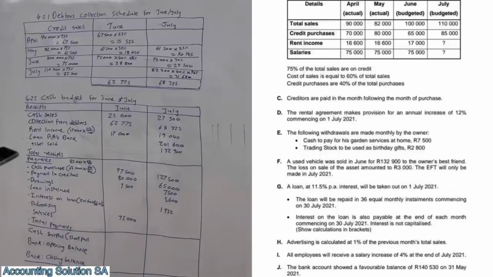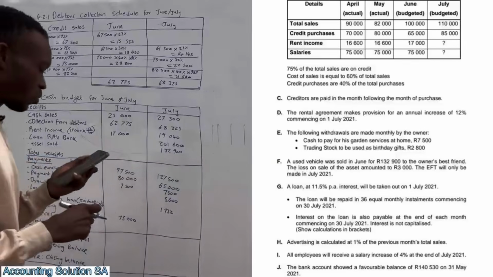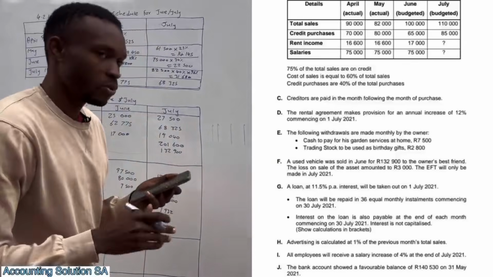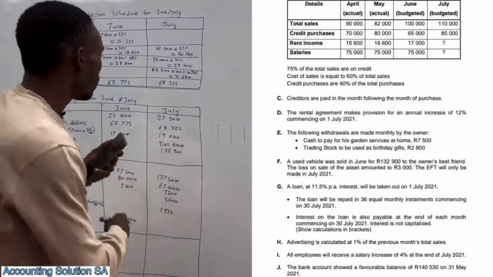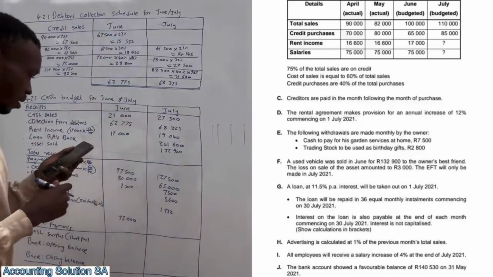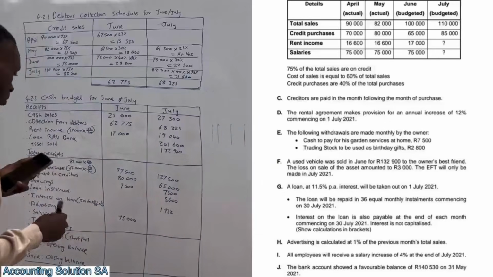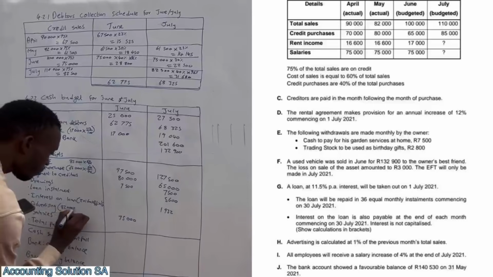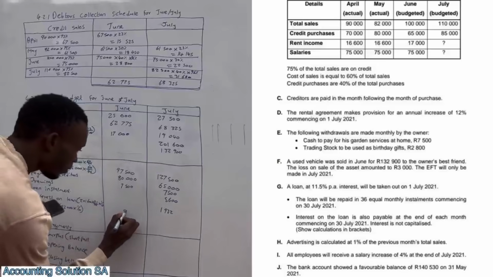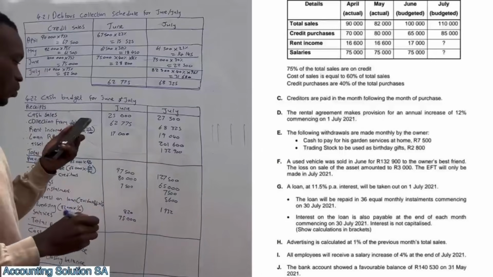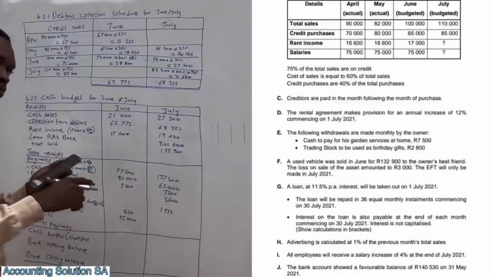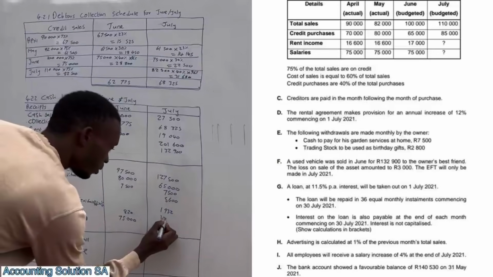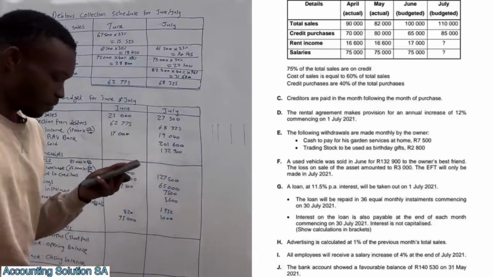The next one, they say advertising is calculated at 1% of the previous month's total sales. So when we calculate advertising, we use the previous month to calculate for this month. For June, we use the one for May. In May, it was 82,000. We take 1% of 82,000. We're going to say 82,000 multiplied by 1%, which is going to give us 820. And for July, we use June, 100,000 multiplied by 1%, which is going to give us 1,000. Just like that. Very simple.